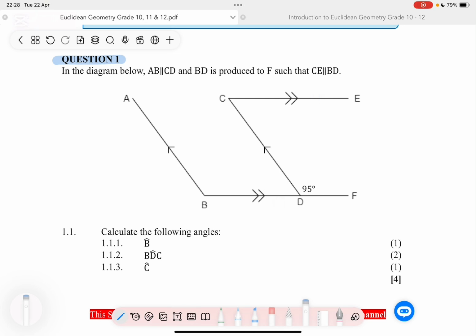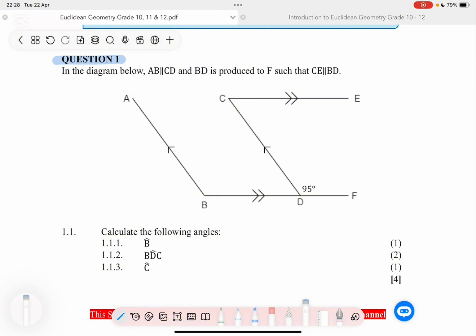The other thing that we need to note is that we have angle CDF, meaning this angle here, to be 95 degrees. Now, I think we can answer this question. There are a lot of things that we see here that speak to the theorems that we have done. If we look at question 1.1, they say calculate the following angles. Under 1.1.1, we are required to look at angle B. On the diagram, angle B is this angle here because there's a vertex here that makes that angle.